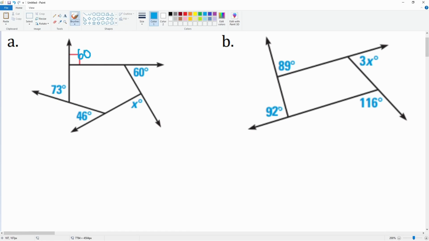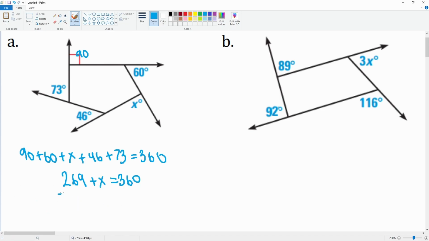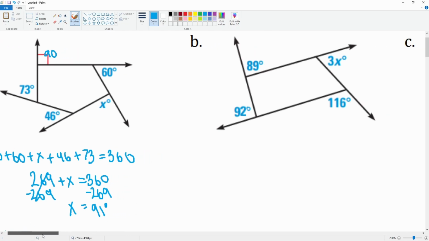We know that this is 90 degrees. Okay, so let's add it. 90 plus 60 plus x plus 46 plus 73 has to be equal to 360. Let's combine some like terms. 90 plus 60 plus 46 plus 73 is 269, plus x is equal to 360. Just combined it by like terms. I now solve for x. This cancels, leaving you with 360 minus 269. This gets me x is equal to 91 degrees.